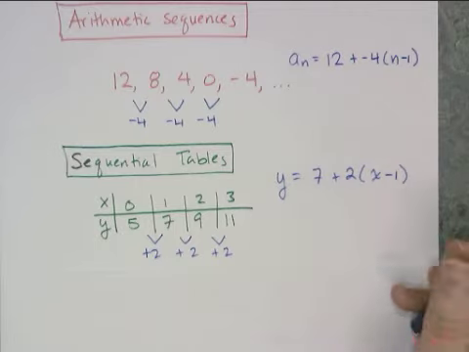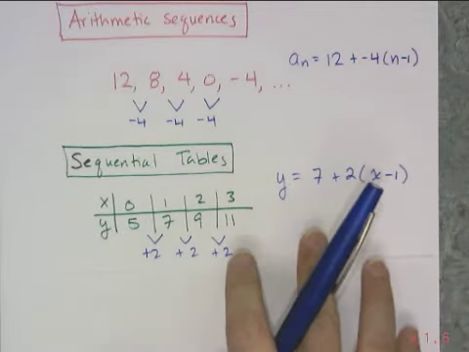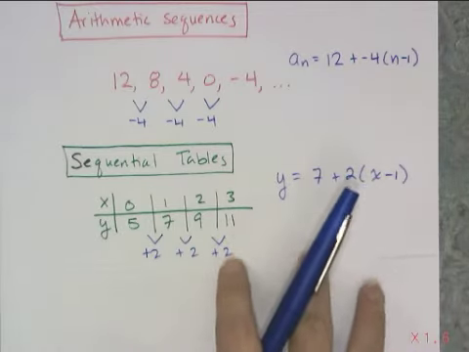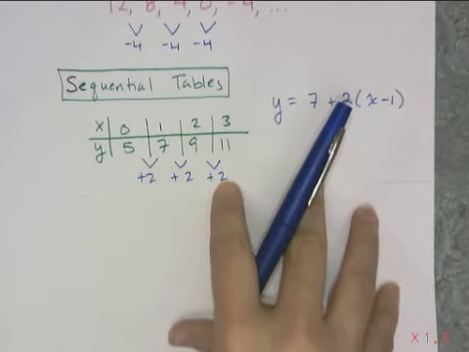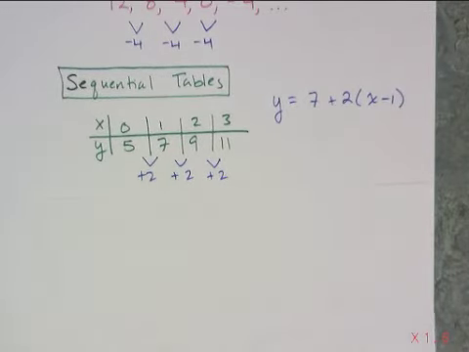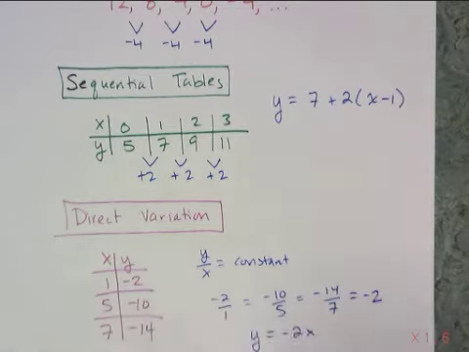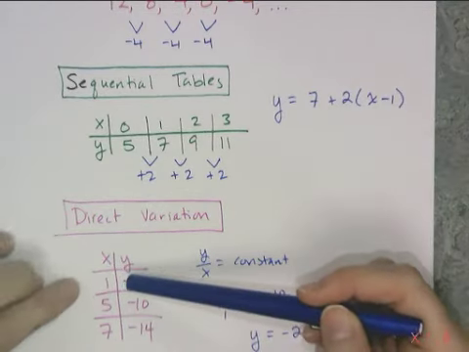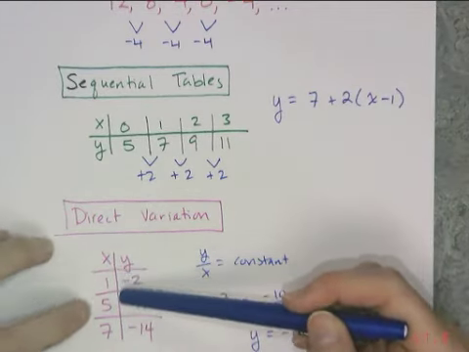Then later in the year, we talked about a special subset of the linear family, the direct variations, meaning graphically we were talking about the lines that go through the origin. And with the direct variation, we weren't limited to having tables that counted sequentially. We can have tables that jumped around on the x, like from 1 to 5 to 7.